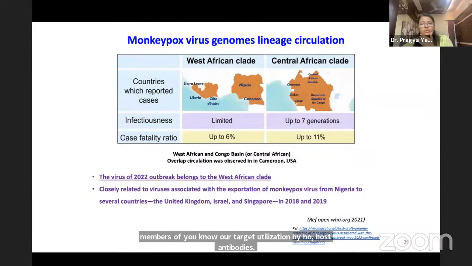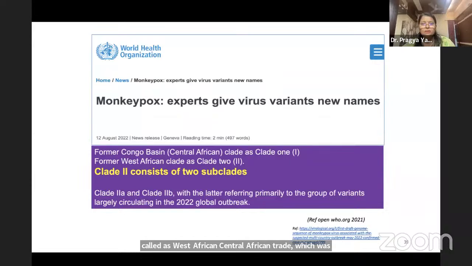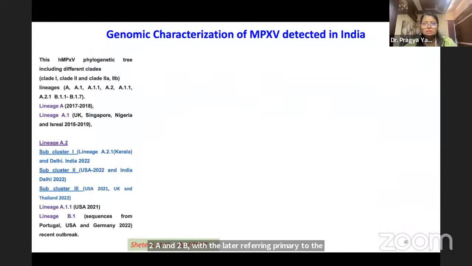As was mentioned, initially the virus was called the West African and Central African clade, which was relabeled in 2022, and now it is called clade 1 and clade 2. Clade 2 consists of 2 subclades, 2A and 2B, with the latter referring primarily to the group of variants. But then it has further subdivisions, which I would like to quickly describe for you.